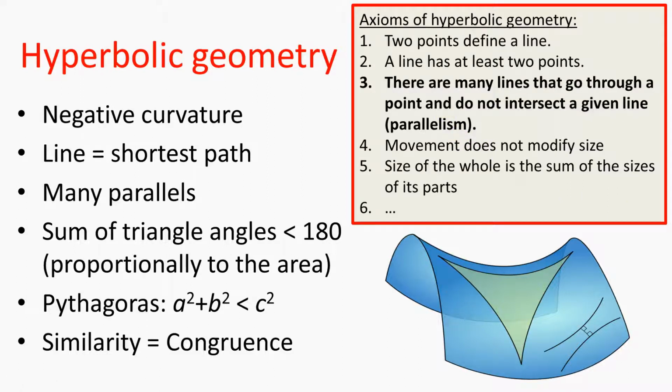Again, this small modification in the axioms has a huge impact on the geometry itself. This is a completely new world. In this geometry, the angle sum of triangles is always less than 180 degrees. The bigger the triangle is, this difference is larger. The theorem of Pythagoras looks like this. If we have a right triangle, a square plus b square is always smaller than c square. And all other theorems that are based on the Euclidean version of the parallel axiom must also be changed.